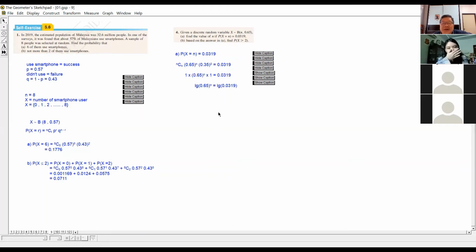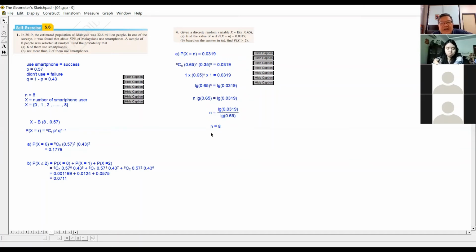Now the law of logarithm says the n you can put in front. Then it becomes n multiplied with log 0.65, right? Equal to log 0.0319. Then if you want to find n, you have to divide these two numbers. So what's the answer when you divide? Wow, very nice. N equals to 8.